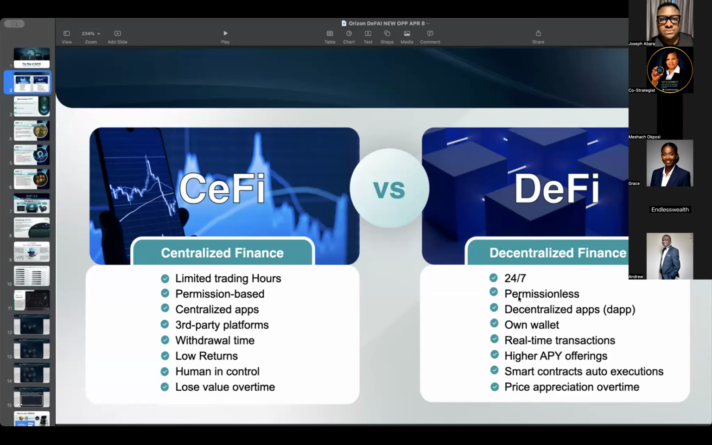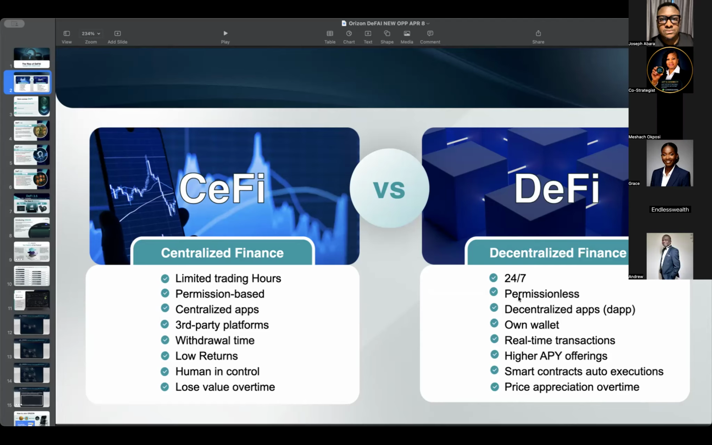So for your information, you need to know the kind of platforms that have claimed people's funds and crashed and collapsed. Most of the collapse that you have seen in investment platforms, mostly in Nigeria, are all centralized projects. It's important you know the difference between what is called centralized finance and decentralized finance. I'm not going to run through everything. I'm just going to take the most important things.